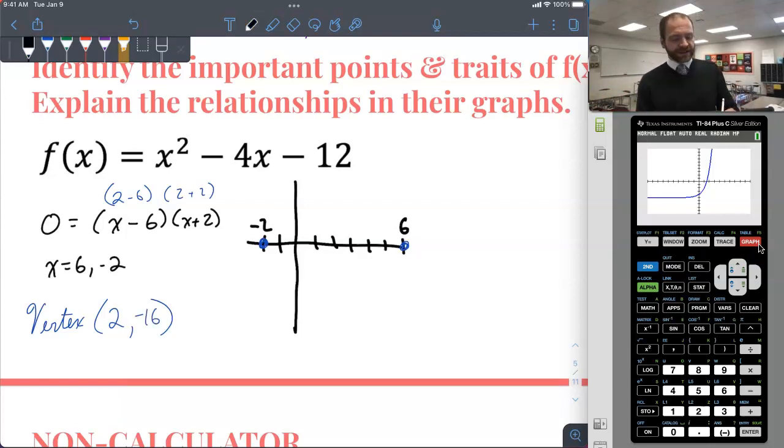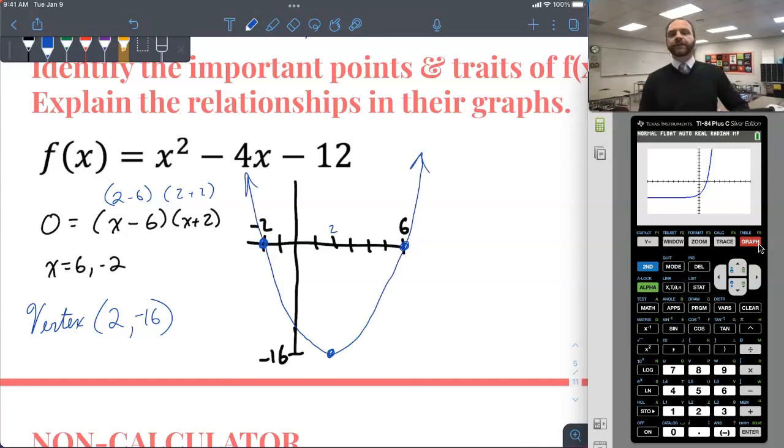Good news, as I said, it's not going to be all the way to scale. So there's negative 16. That's amazing. So at 2, negative 16, there is my vertex. Boom, boom, boom, boom. Here is my quadratic. Isn't that wonderful? Not drawn to scale.